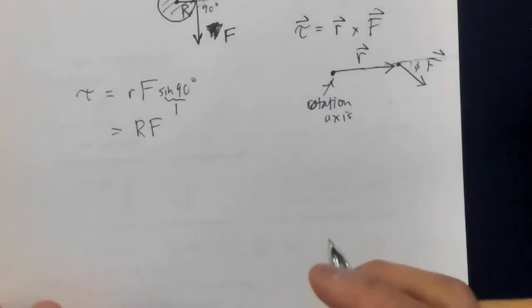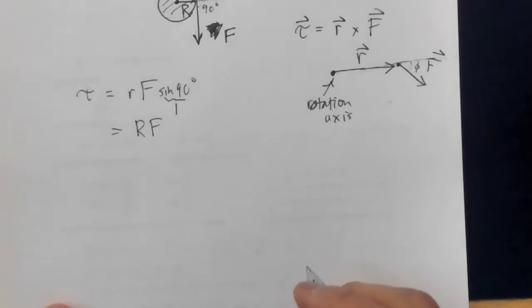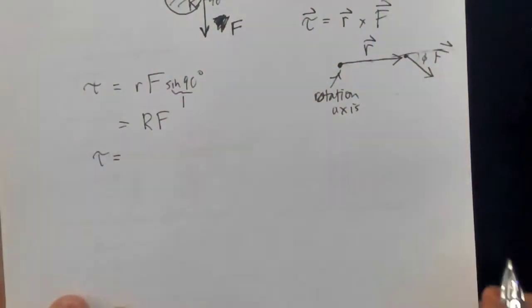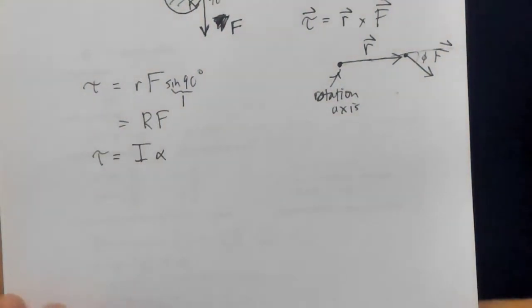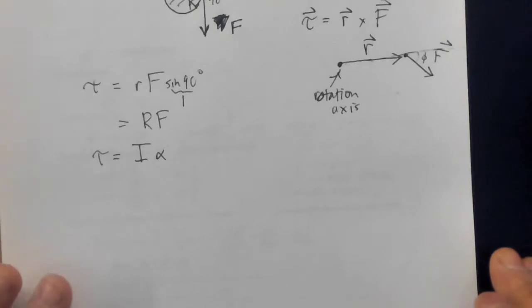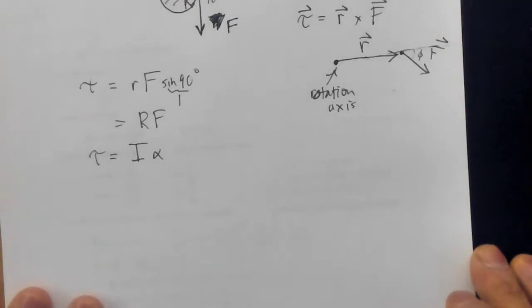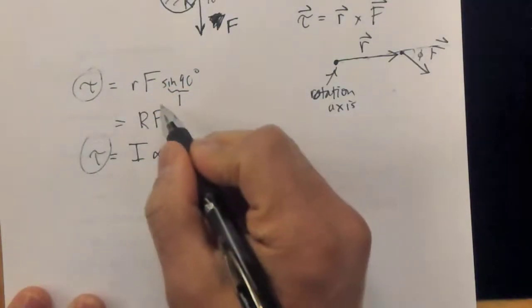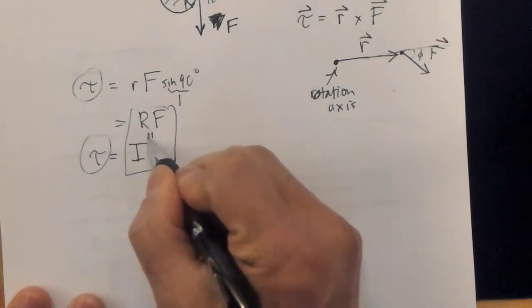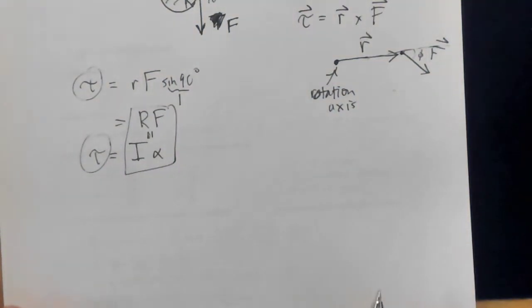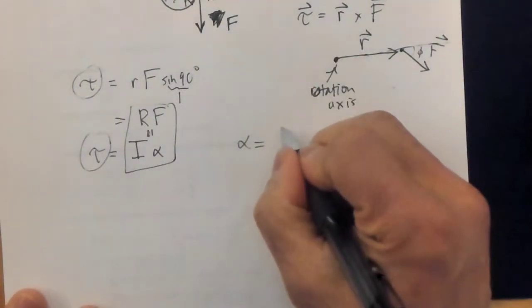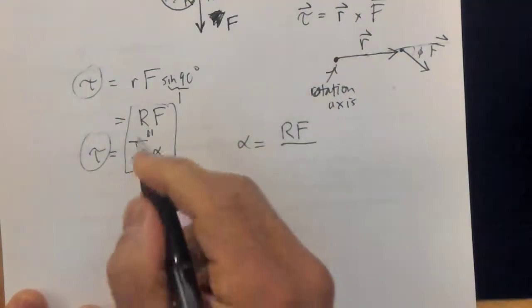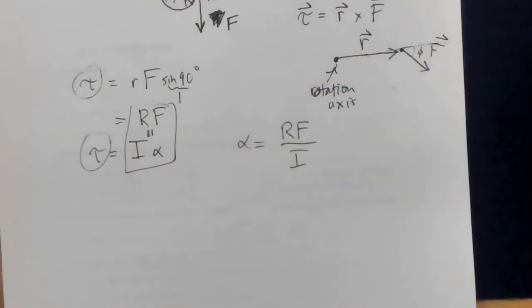But we also have another formula: the net torque is equal to I times alpha. We just talked about that, Newton's second law. So we have two formulas for the torque, which means these are equal to each other. Now I'm going to write down an equation for the angular acceleration. The angular acceleration will be the torque, which is R times F, divided by the moment of inertia. Does everybody follow me on that?